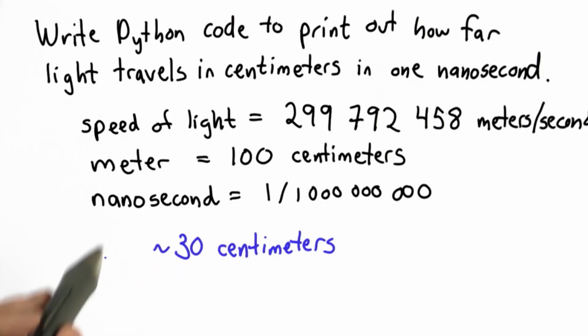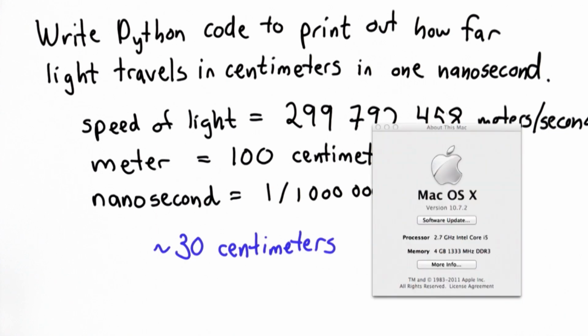So why do we care about how far light can travel in 1 nanosecond? If you know what kind of processor you have, and if you have a Mac, you can find this by selecting About This Mac from the Apple menu. There'll be instructions on the website for how to do this on other operating systems, but you'll see a window like this appear that will tell you what kind of processor you have.